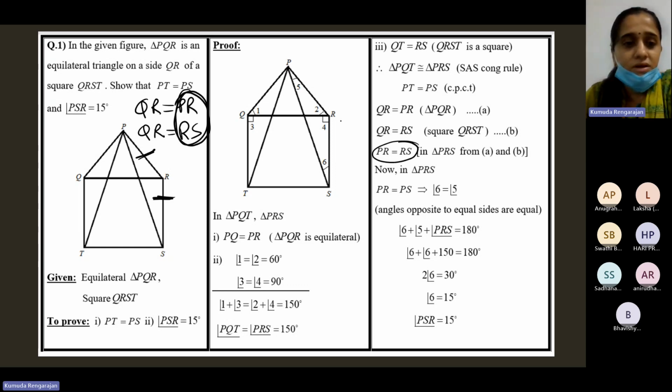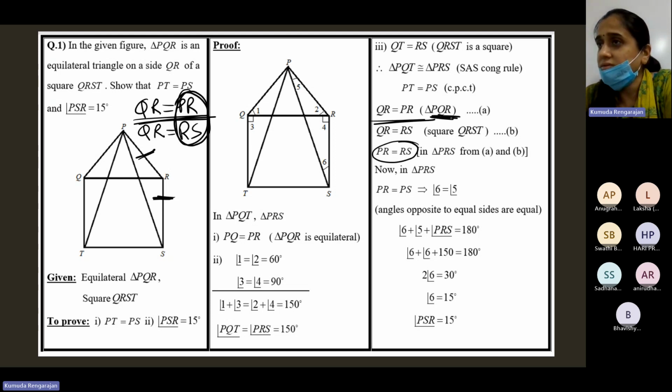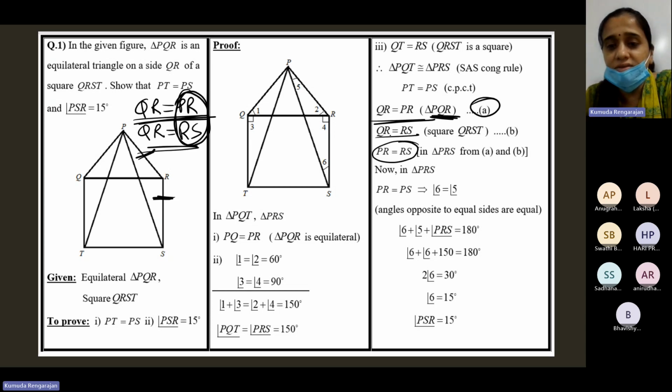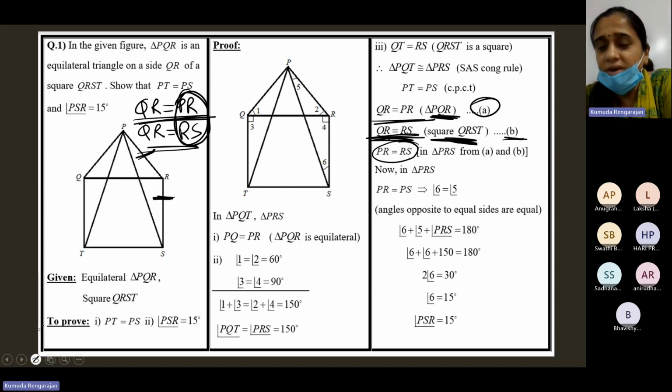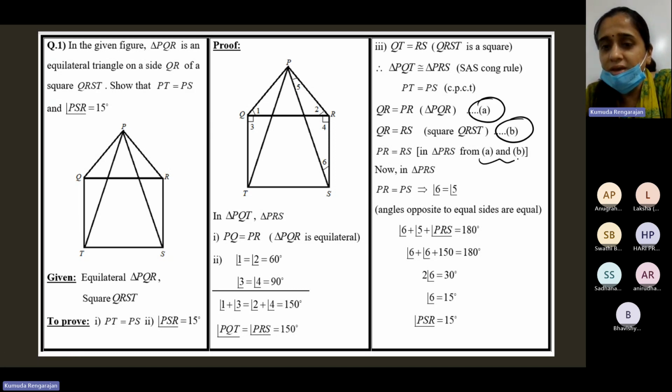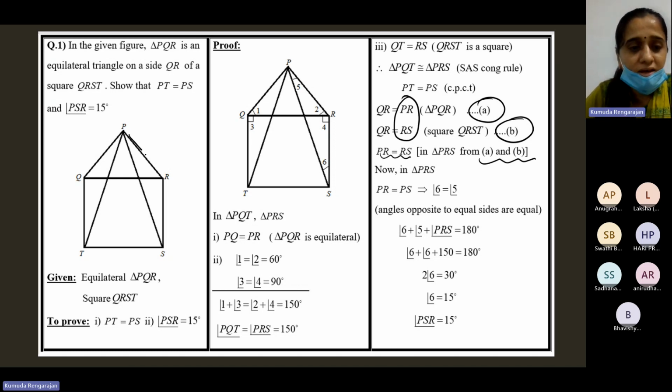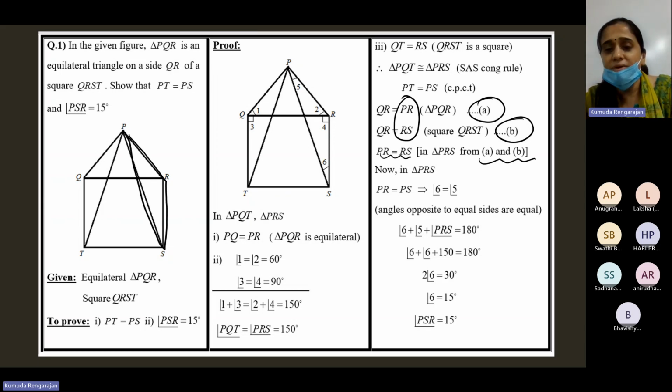So you can see here, whatever I've mentioned here, QR is equal to PR in triangle PQR. I've called it A. And QR is equal to RS from the square QRST. I've called it B. So from A and B, PR is equal to RS. In which triangle? PR is equal to RS in triangle PRS.